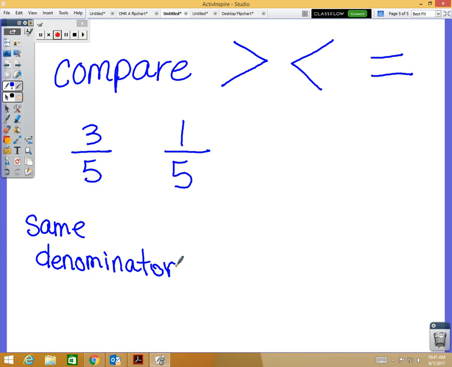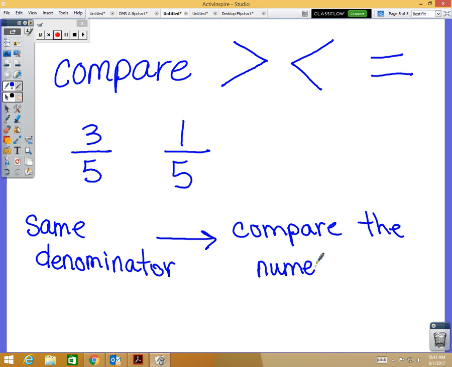Because since they have the same denominators, what do we need to compare then? You're really only comparing the numerators. So if the denominators are the same, you're going to compare the numerators.